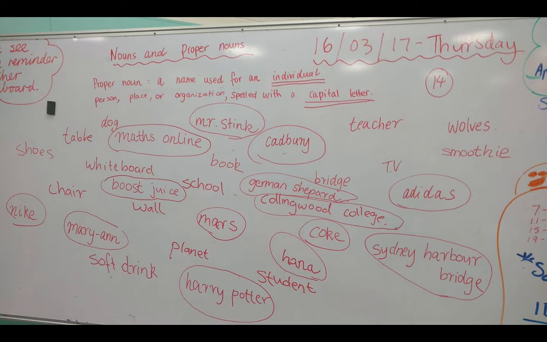Now we have different proper nouns that we've identified, such as brands, such as Nike and Adidas, Coke, names of people, such as Marianne and Hannah. And we also have dog breeds, such as German Shepherds. Now, there is one other problem with these proper nouns: they're not capitalized.